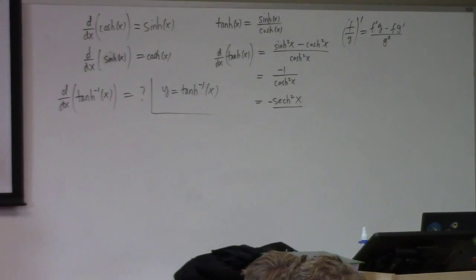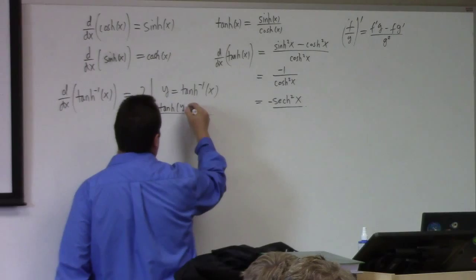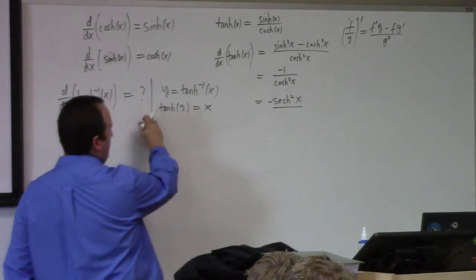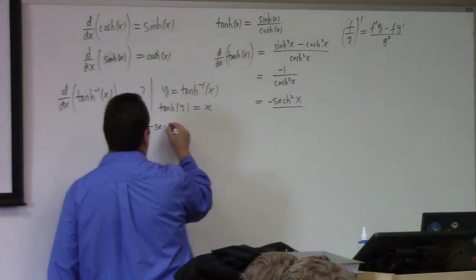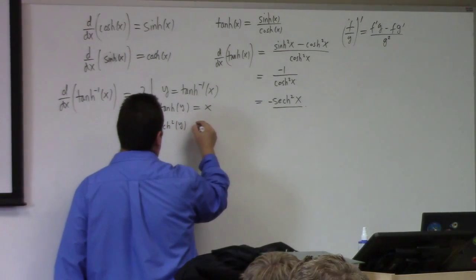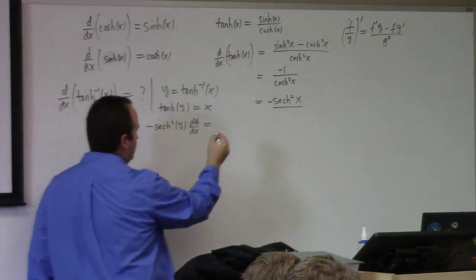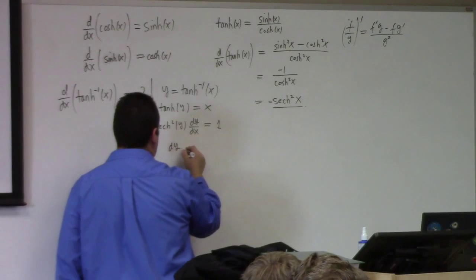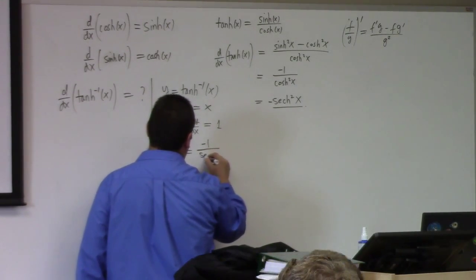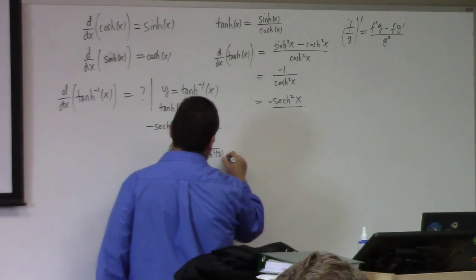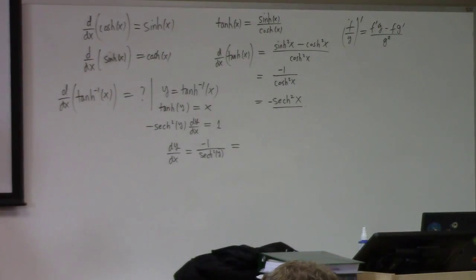So I just set y equal to that, take the tangent of both sides. This gives me the tangent of y is equal to x, right? Now I differentiate that implicitly. That gives me, apparently, minus hyperbolic secant squared of y times dy/dx. Derivative of x with respect to x is what? It's 1. So there you go, dy/dx is 1, or minus 1 over hyperbolic secant squared of y. Now, can you rewrite hyperbolic secant squared of y in terms of sinh and cosh? I mean, what is that?